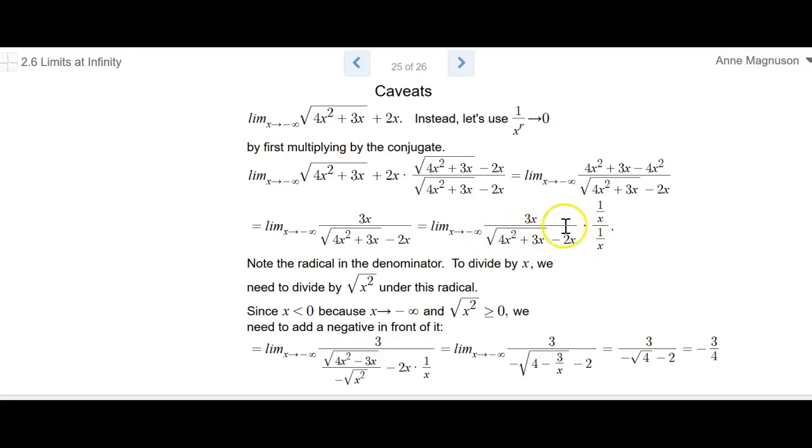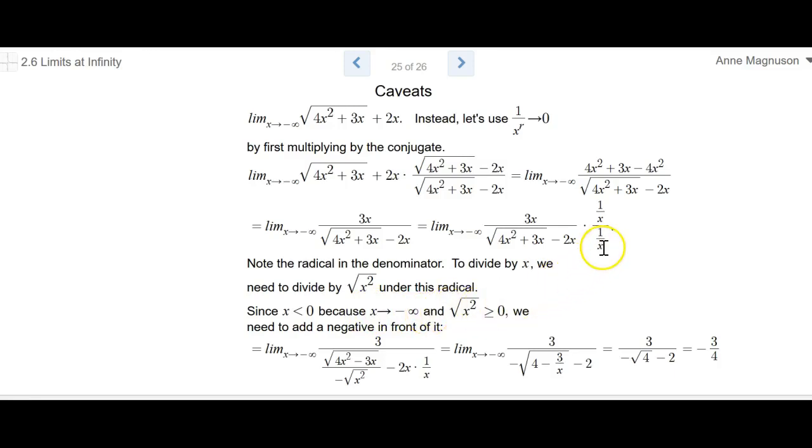But we need to be careful here, because notice that x is going to negative infinity. So because x is less than 0, we need to remember that the square root function is always going to return a positive value, right? So the square root of x squared is always going to give me positive x. That's always the range of the square root function. But here our x's are all negative because we're going to negative infinity.